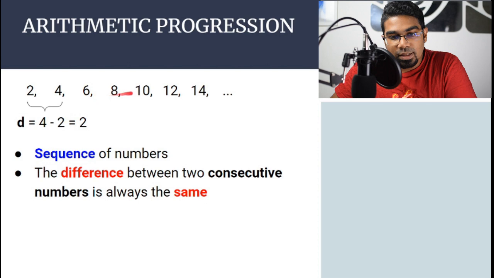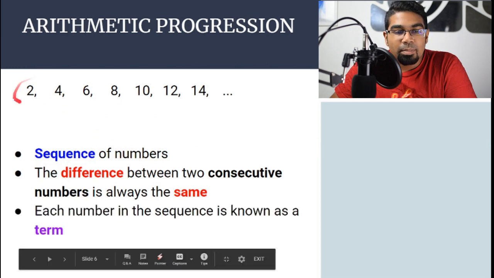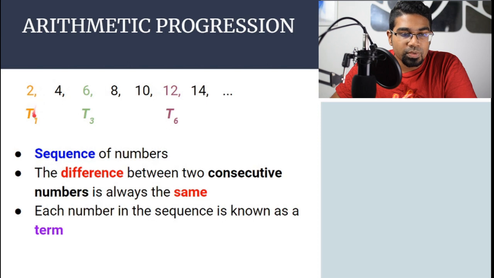We can take any of the terms here and we'll get that consecutive numbers have the same difference. 10 and 8, 10 minus 8 is also 2. And for this reason, d is known as the common difference. Each number in the sequence here is known as a term. The first term here is 2. T1 represents the first term. T3 represents the third term, which is 6. T6 represents the sixth term, which is 12, and so on. So Tn represents the nth term.